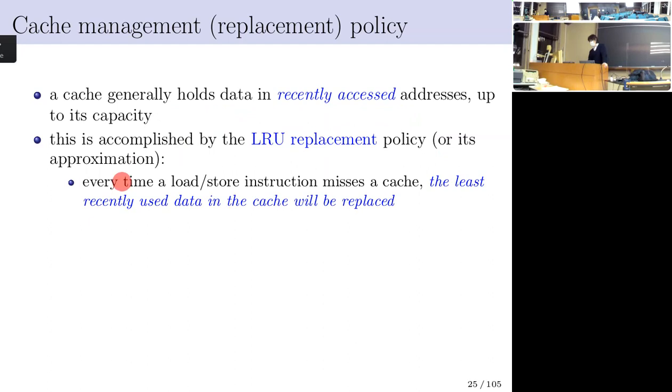Namely, every time you execute a load or store instruction and it misses the cache, so that the address you're accessing happens to be not in the cache, then the processor has to bring that part of the data into the cache. And as a result, the processor needs to evict or replace some data from the cache. And when doing so, the processor basically replaces the least recently used data in the cache. That one will be replaced. So this is the replacement policy called LRU.